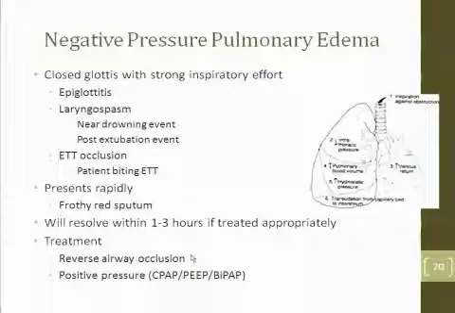Anyways, endotracheal tube occlusion, that's where our biggest injury is. So please be careful. Don't let the person bite down on the tube. It presents very rapidly. They get a frothy red sputum. It resolves within 1 to 3 hours after being treated appropriately. And the treatment is basically reverse your airway occlusion and then add pressure. CPAP, PEEP, or BiPAP. It doesn't really matter which one, just add pressure. It keeps the alveoli from collapsing any further and hopefully resolves this issue over 3 hours.